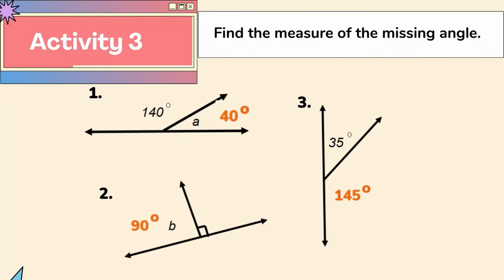And the answers are: number 1, angle A is 40 degrees. Number 2, angle B is 90 degrees. And number 3, this angle is 145 degrees.